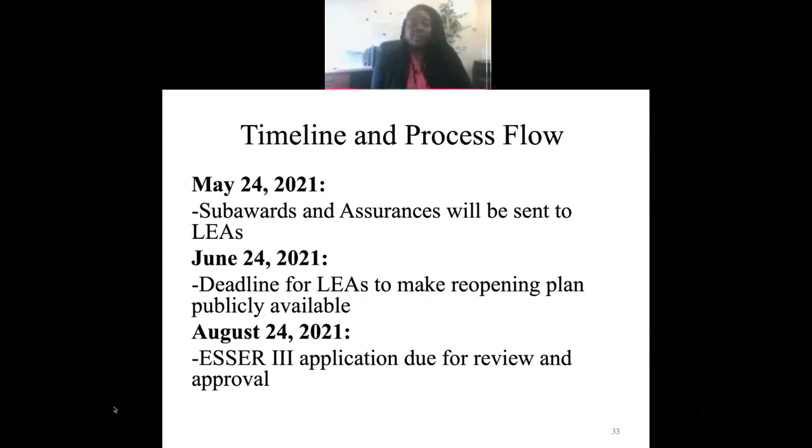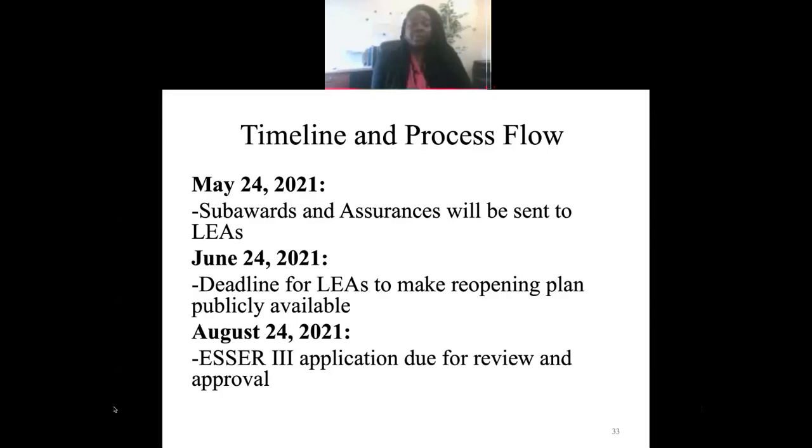So now let's talk about some timelines and a process flow, because it's going to look a little different under ESSER 3 than it has under ESSER 1 or 2. As you know, under ESSER 1 or 2, you had to complete an application or spending plan, submit it to the department for review and approval, and then you got your grant award notification. That was so that the department could look on the front end to make sure that we gave feedback and input to school districts so that we could address on the front end any issues that wouldn't later become a headache on the back end.